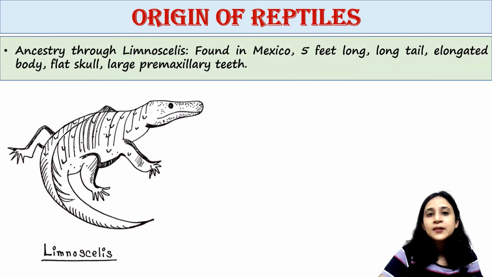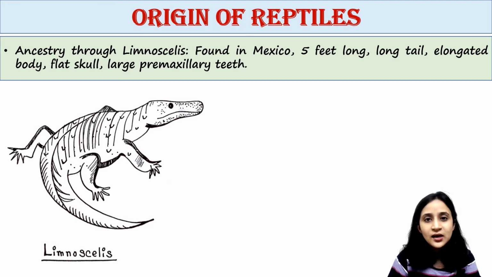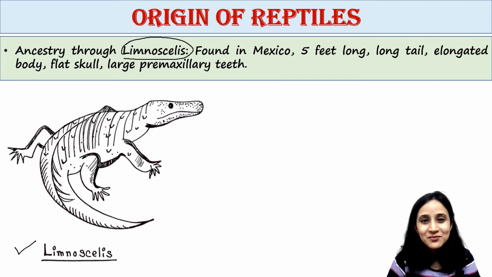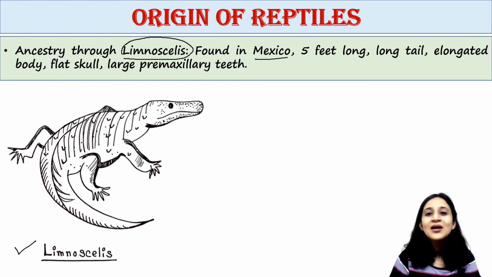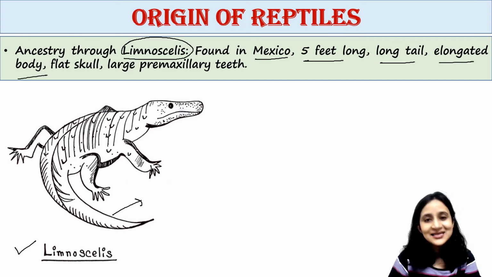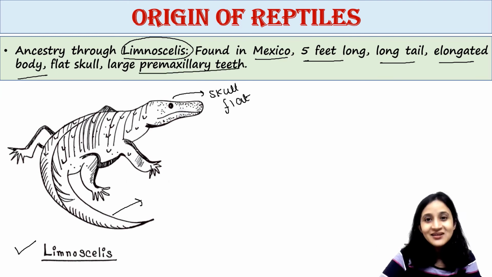Now another member of Cotylosauria was Limnoscelis. This is Limnoscelis, again drawn by me. So Limnoscelis was found in Mexico and it was 5 feet long. It had a long tail, you can see the long tail. It had an elongated body, and a flat skull. The skull is flat here, and it had large premaxillary teeth. The premaxillary teeth are one of the most common features of early reptiles, but seldom seen in amphibians.